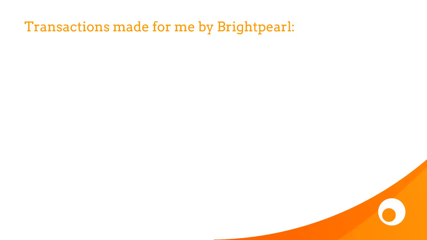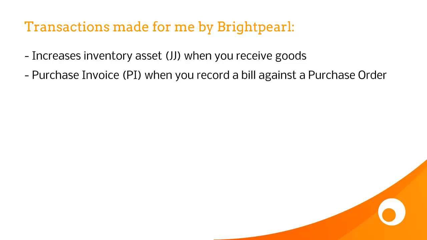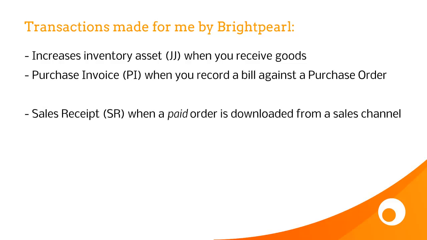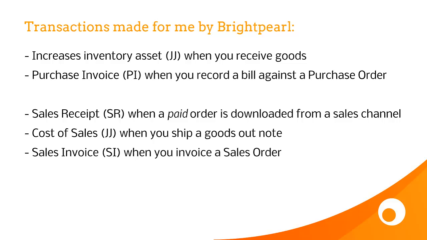Brightpearl automates most of the day-to-day operational accounting entries for you. It creates inventory asset or JJ journals when you receive goods. It creates purchase invoice PI journals when you record a bill against a purchase order. It enters sales receipt SR journals when a paid order is downloaded from a sales channel. It creates a cost of sales entry, a JJ, when you ship a goods out note. And it creates a sales invoice entry, an SI, when you invoice a sales order.